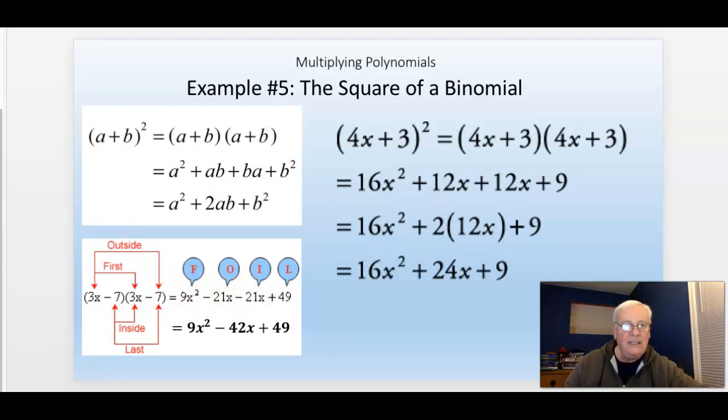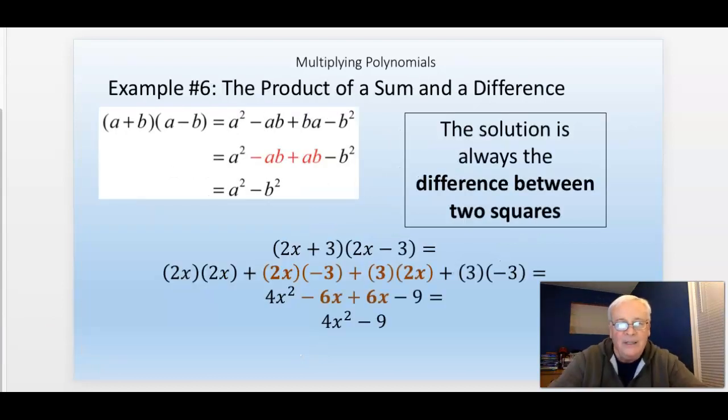All right, last example. I'm running out of time here. Guys, it's the product of a sum and a difference. These have a fancy name called a conjugate pair. Okay, a plus b times a minus b. It's kind of weird because what happens, the middle term disappears. It eliminates itself because you get the negative ab plus the positive ab. So our answer is simply the first one squared, a squared, minus the last one squared, b squared. The solution is always the difference between two squares. The difference, the negative sign in between.